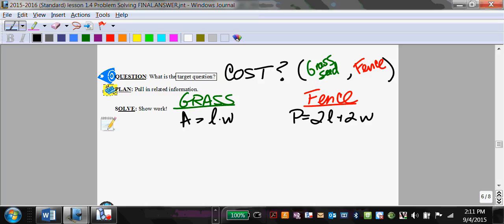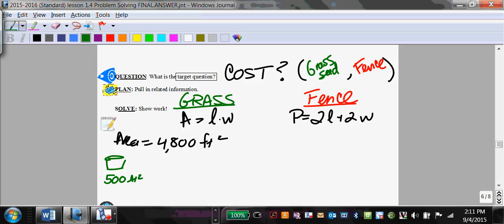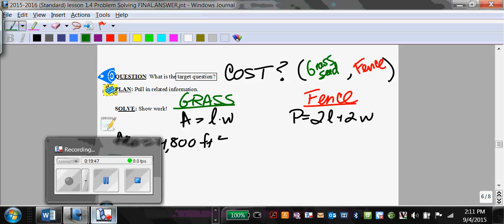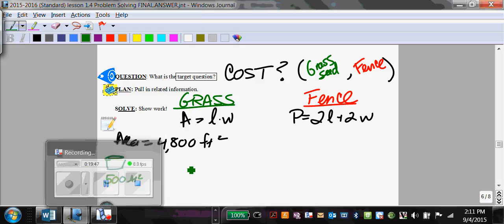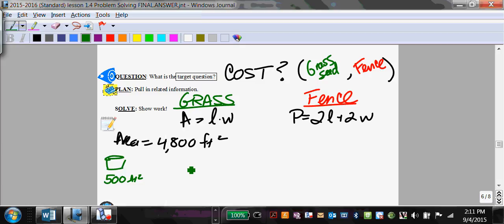Okay, guys. So from here, let's look at what we have so far. We know our grass is going to be 4,800 is our area of our grass. We write area equals 4,800. Technically, it's feet squared. Now, each bag covers how many? Out loud, guys. 500 feet squared. So I want to know how many bags I buy. So tell a neighbor, how are you going to figure out bags? What are you going to buy?